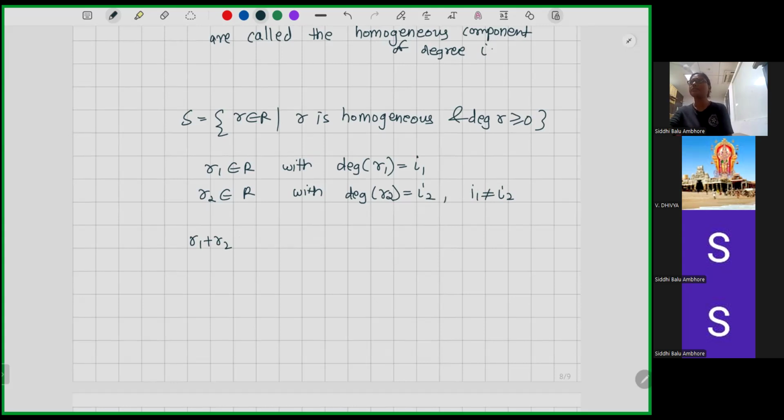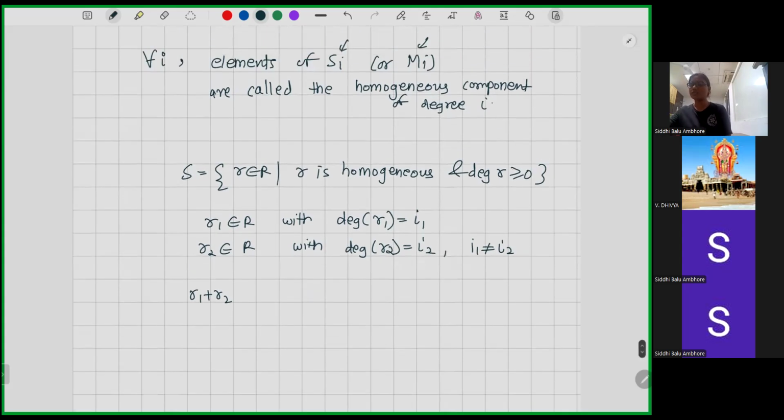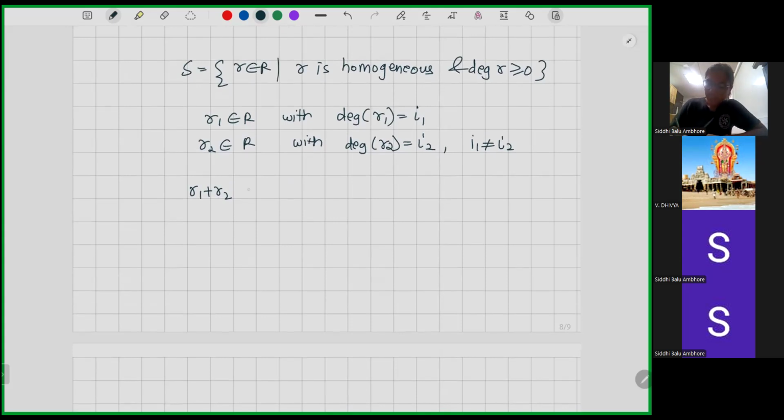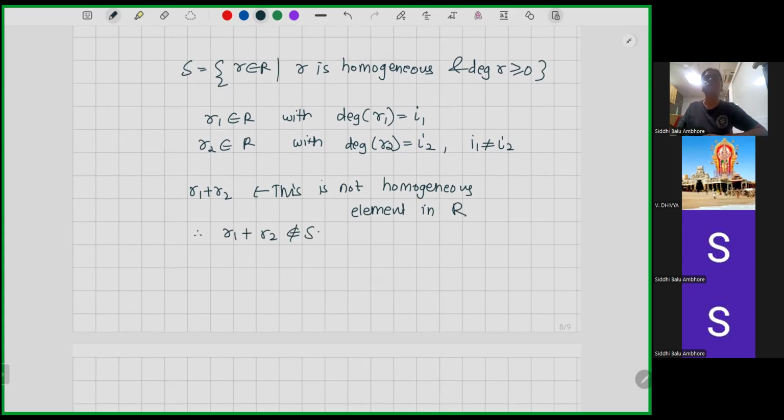So S contains all homogeneous elements. When I say something is homogeneous, it is an element of a homogeneous component. So do you know which homogeneous component this r1 plus r2 belongs to? Or does not there exist any component where r1 plus r2 belongs? So it does not belong to any component. This is not a homogeneous element in R. Therefore, r1 plus r2 is not in S. So this S is not even closed under addition.